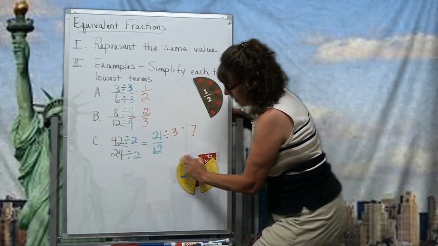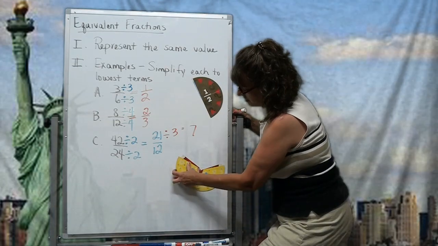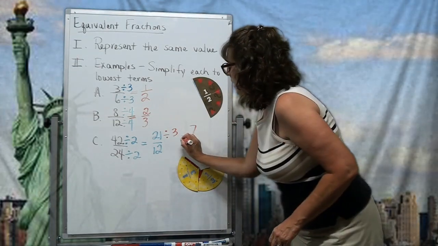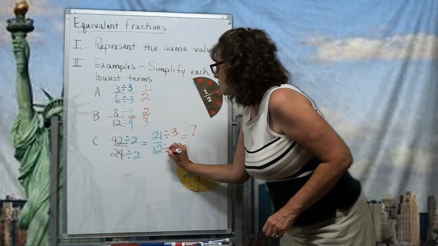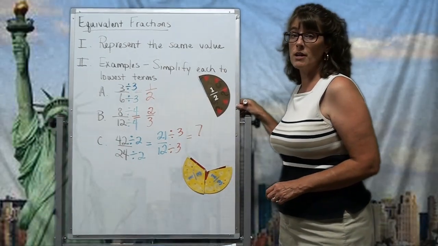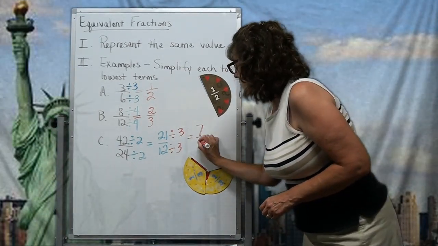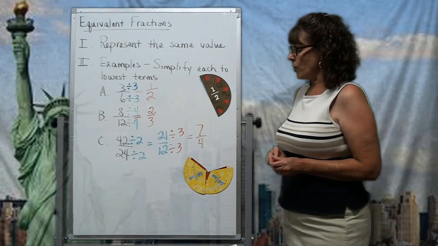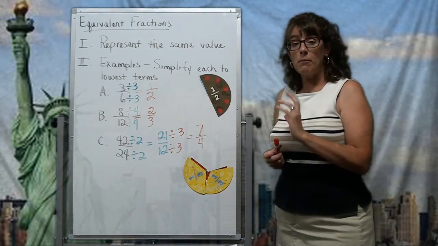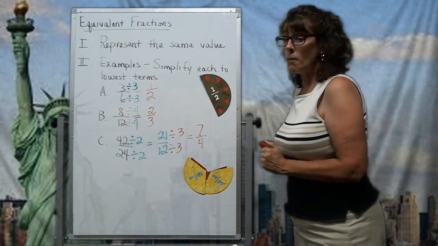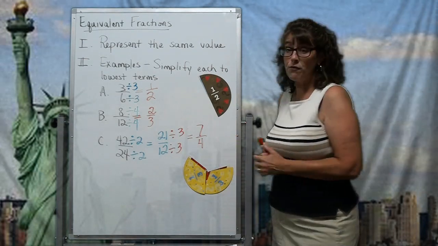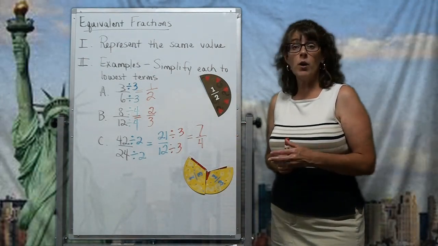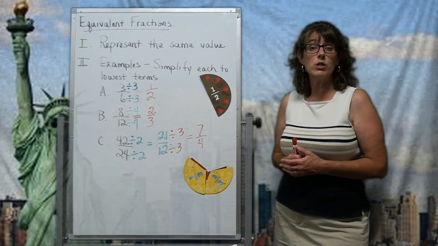Oops, let me get these out of the way so we can have some space here. And I'm going to divide my denominator as well by that very same 3. And when I divide 12 by 3, I get 4. And I'm going to look at this and I'm going to say, is there a number that I can divide into 7 and 4? No, the only number that I can divide into each one of those is a 1.